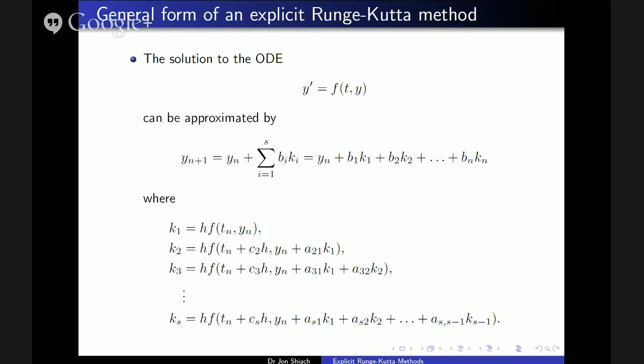Okay, there's a pattern there. Notice the t plus c2, t plus c3, t plus c4, etc., and the s stage is t plus c_s h. So your c's are what we multiply h by. The a's, which are elements of a matrix, are what we multiply the previous stages of k by. So there is a pattern there. That's the general form of an explicit Runge-Kutta method.